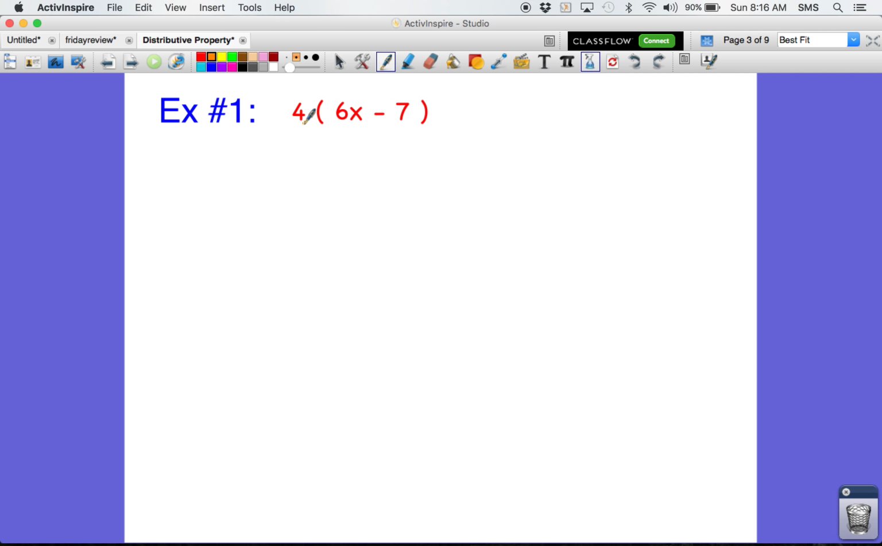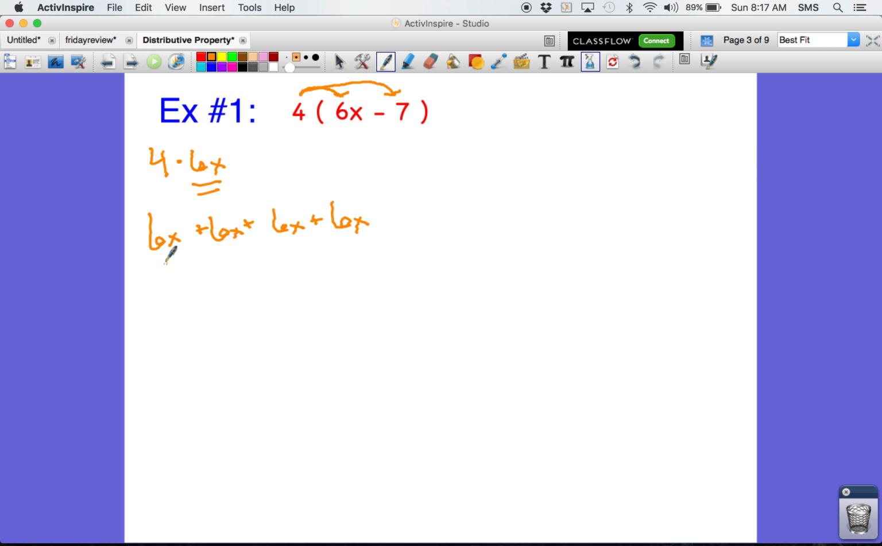Because this is 4 times everything here, I can take my 4 and multiply it by both pieces inside the parentheses. 4 times 6x. If I'm multiplying a number with a variable, that's okay. We can multiply these. They don't have to be like terms in order to multiply. So I can multiply 4 times 6x. Let's pull that off to the side here. If I have 4 times 6x, what that's saying, as multiplication shows, is I have 4 6x's. That means I have 6x, 6x, 6x, and 6x. So I have 6x 4 different times, and we can add all those together.